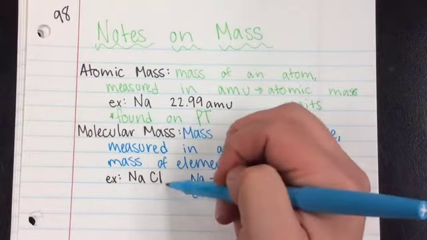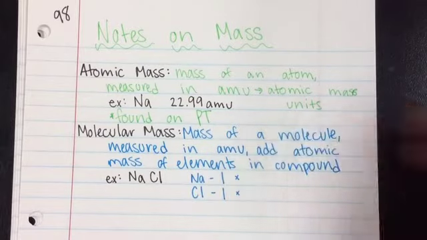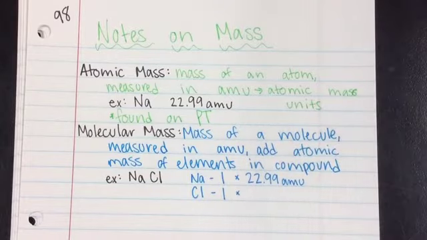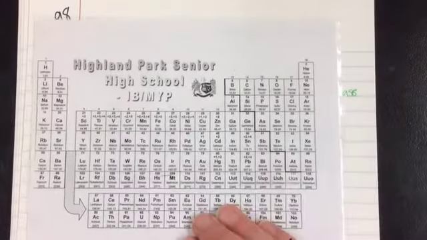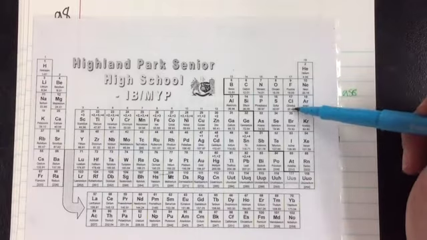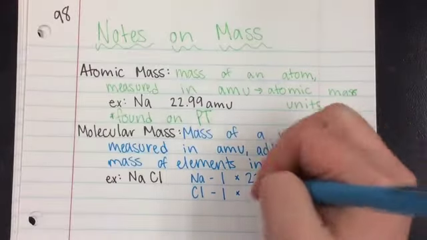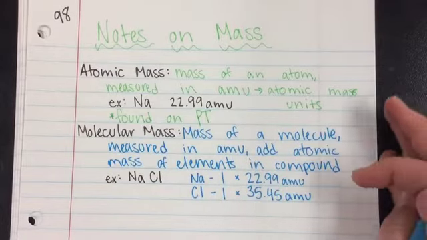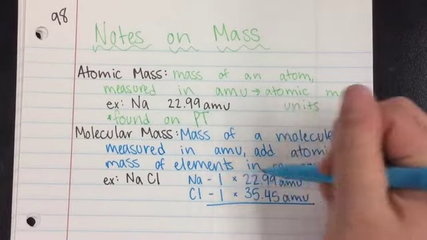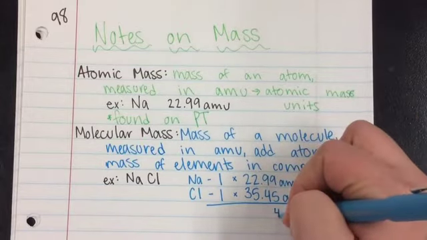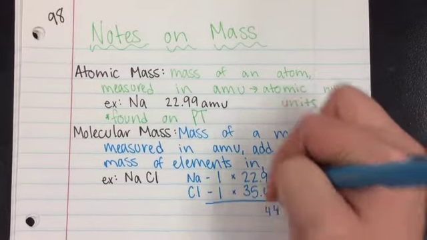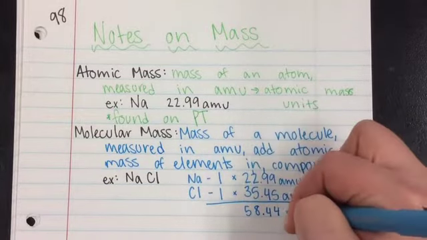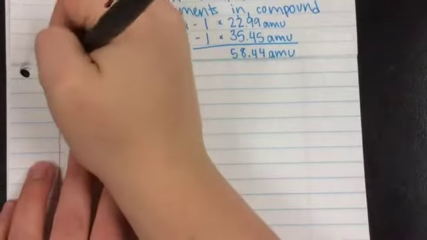We have 1 sodium and 1 chlorine, so we write that down. We're going to multiply the number of atoms of each element by their atomic masses. We saw that sodium was 22.99. Now we're going to find chlorine here, the bottom number, 35.45. Since they both have 1s, I don't really need to do the multiplication, and I'm just going to go ahead and add these together. So I'm adding them together, and I get to my final answer, which would be 58.44 AMUs.